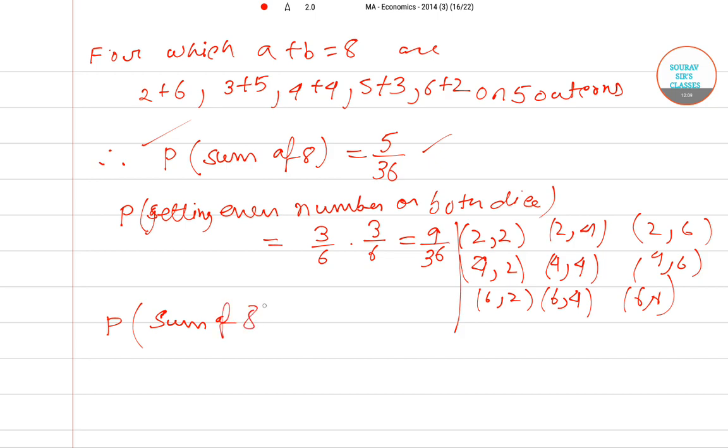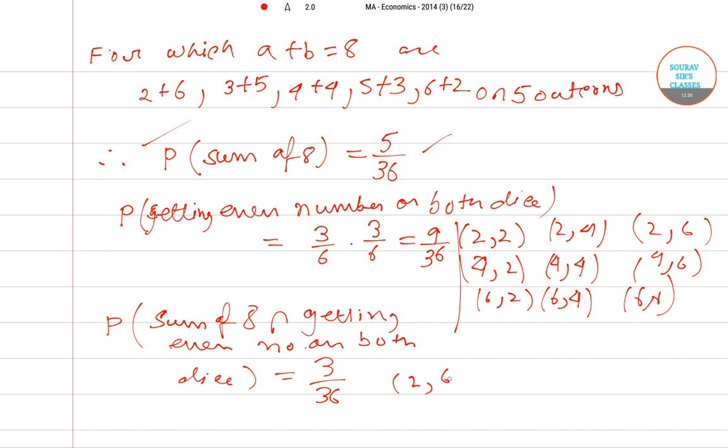Now the probability of sum of 8 intersection getting even number on both dice is equal to 3 by 36, which is 2, 6, 4, 4, 6, 2. So far we have all these combinations.